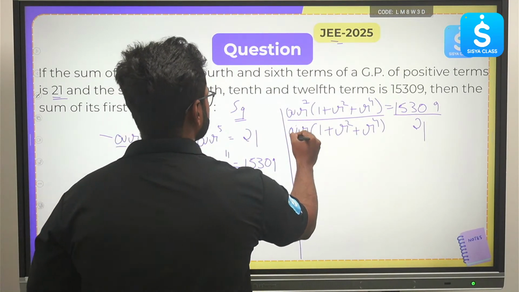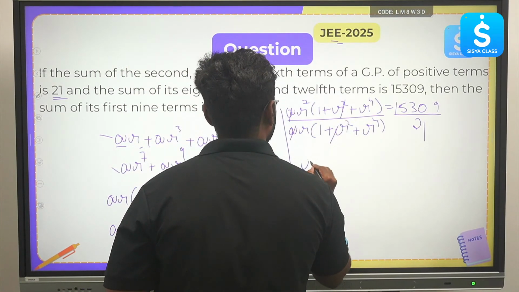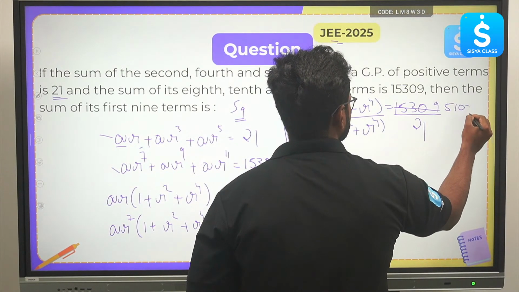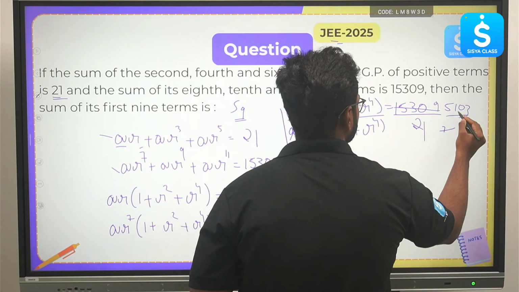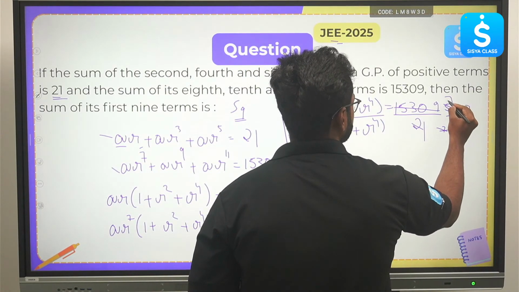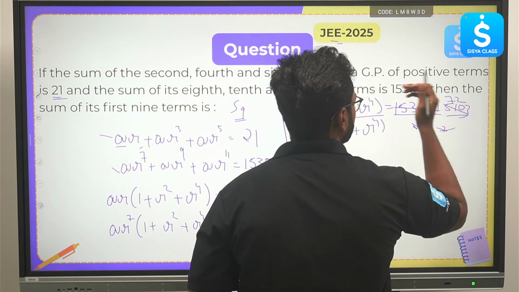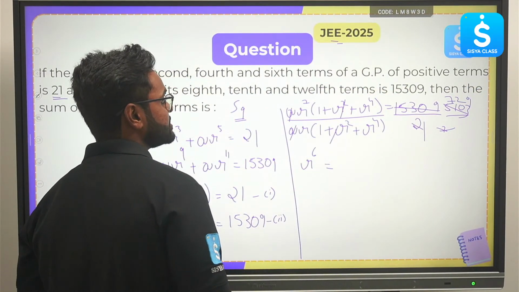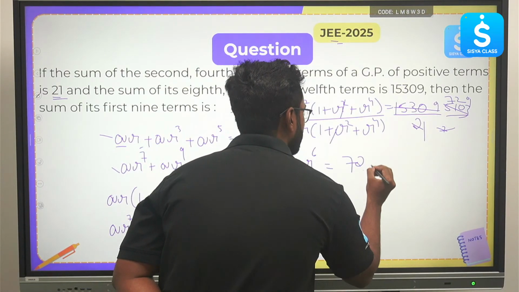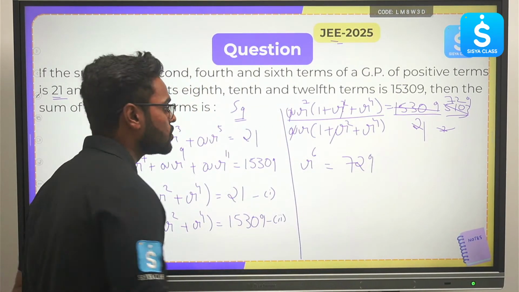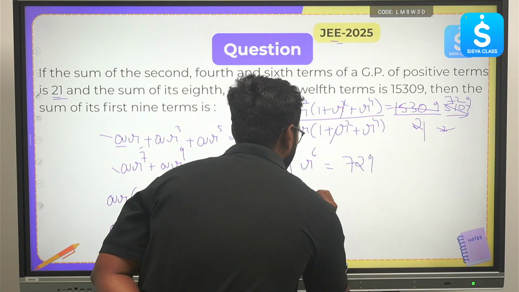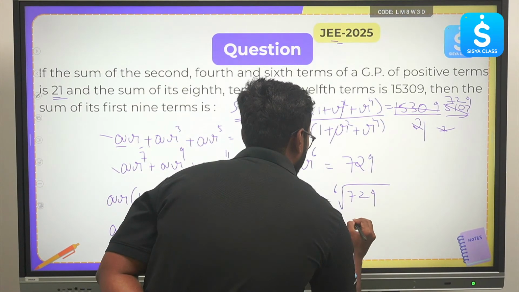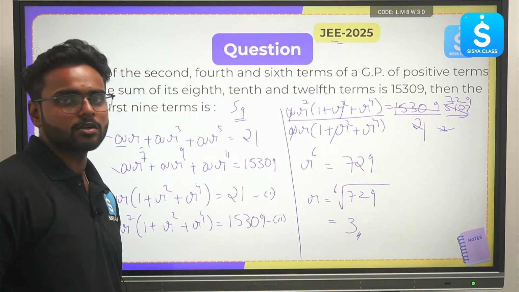You can cancel this out. You would be getting R power 6 is equal to 15309 by 21. 7 1s are 7, 7 7s are 49, 7 2s are 14, you will be getting 9, 7 9s are 63. R power 6 is equal to 729. So R would be the 6th root of 729. That should be 3. Hope you understood till here.